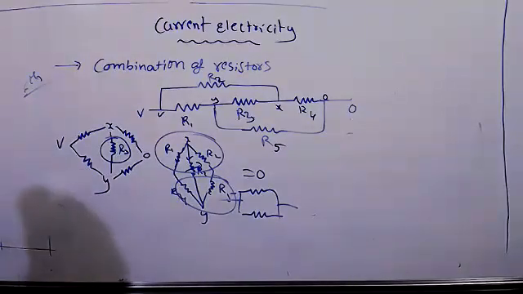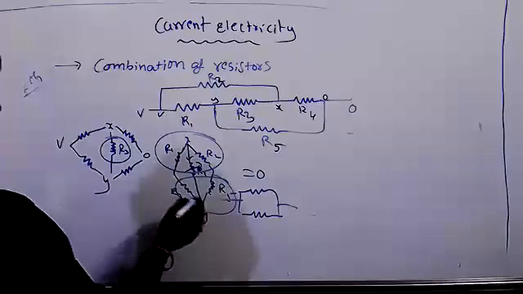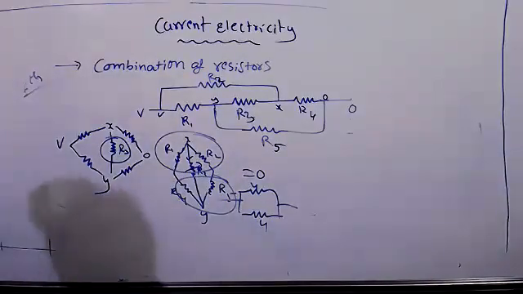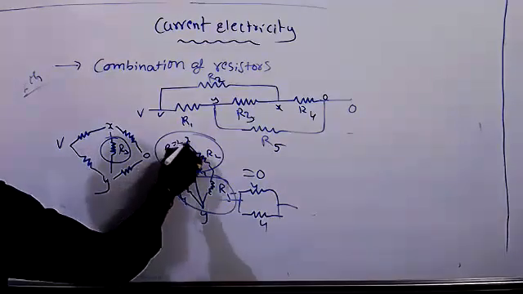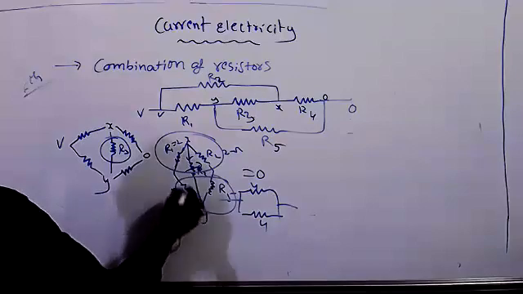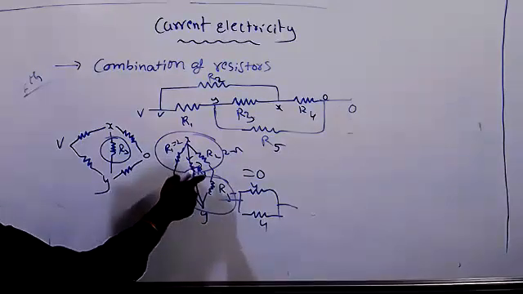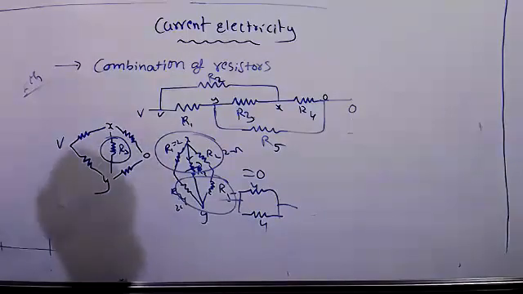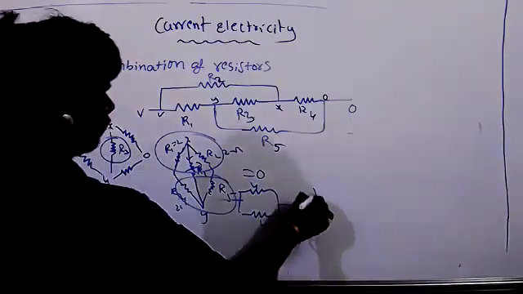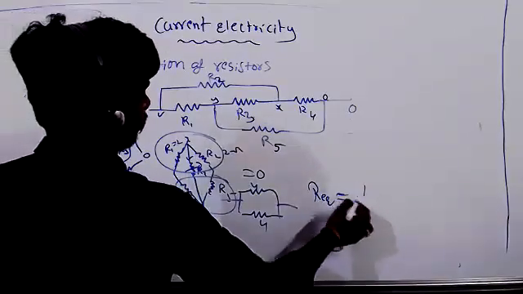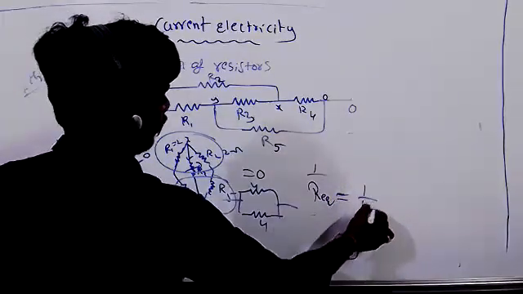Everything is 2 ohms. So 4, 4. It is 2 ohms, 2 ohms, 2 ohms, and 2. Everything is 2. Both are in the series, so we have to add. Now it is in parallel. So R equivalent equals 1/4 plus 1/4.